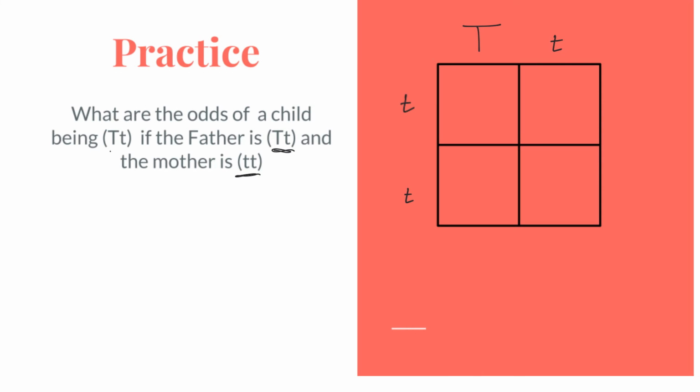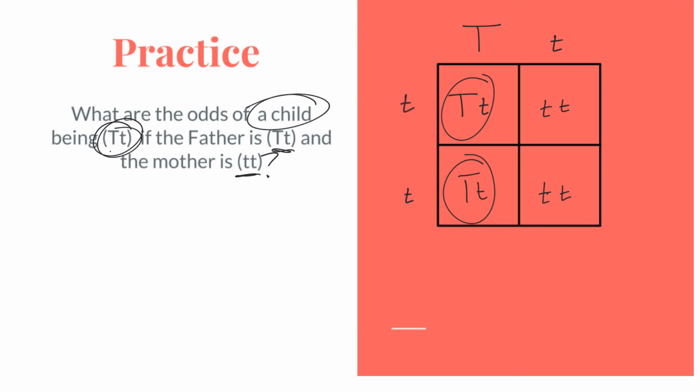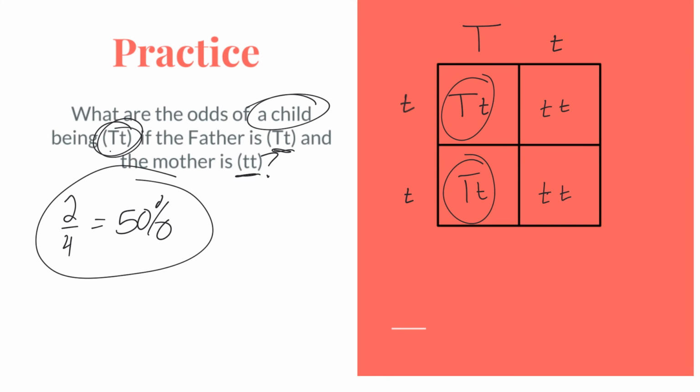So then we fill in the chart. Big T, little t, little t, little t, big T, little t, little t, little t. So the question is, what are the odds that the child has a heterozygous genotype? Well, 2 out of the 4 possible genotypes are heterozygous, and we know that 2 out of 4 equals 50%. So the answer is that their child has a 50% chance of having the heterozygous genotype.